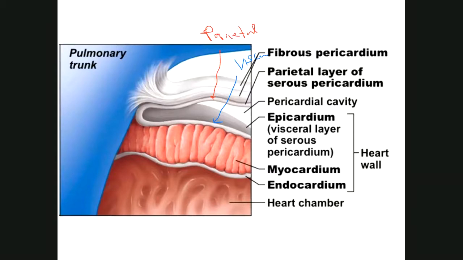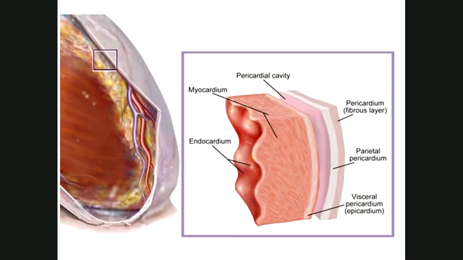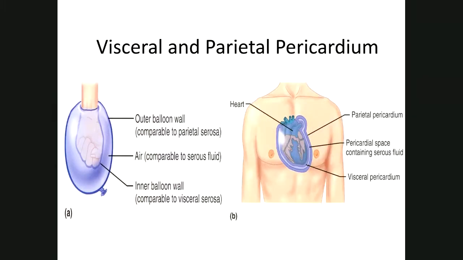So if we go back to this other picture over here, we can see that. So there is our fibrous pericardium. There is our visceral layer of the serous pericardium. And there is the parietal layer of the serous pericardium. And just like with a balloon, there's a little space in between right here. There's also a little space in between right here.